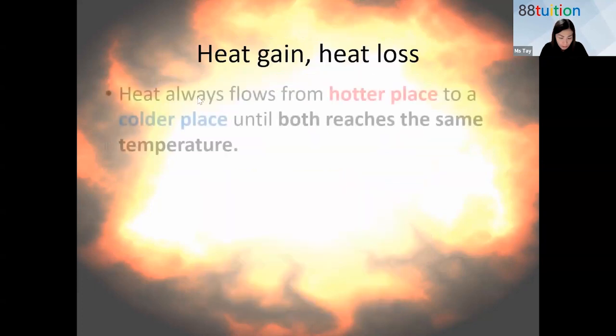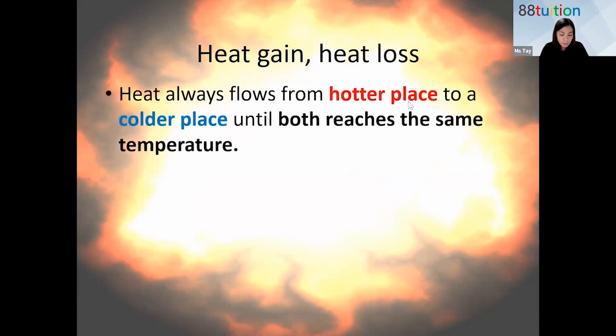Okay? So heat always flows from a hotter place to a cooler place. The part that students missed out is this one. When you answer questions, I noticed that in P5, okay, a lot of students missed out this part here, until both reach the same temperature. This is the part. You must always say this. Okay, why? Because there will be questions that will ask you what will be the final temperature.